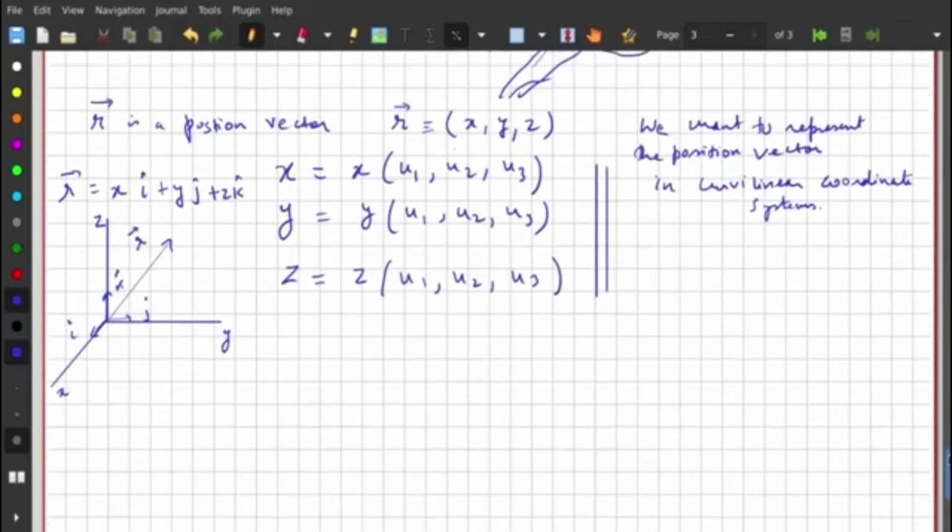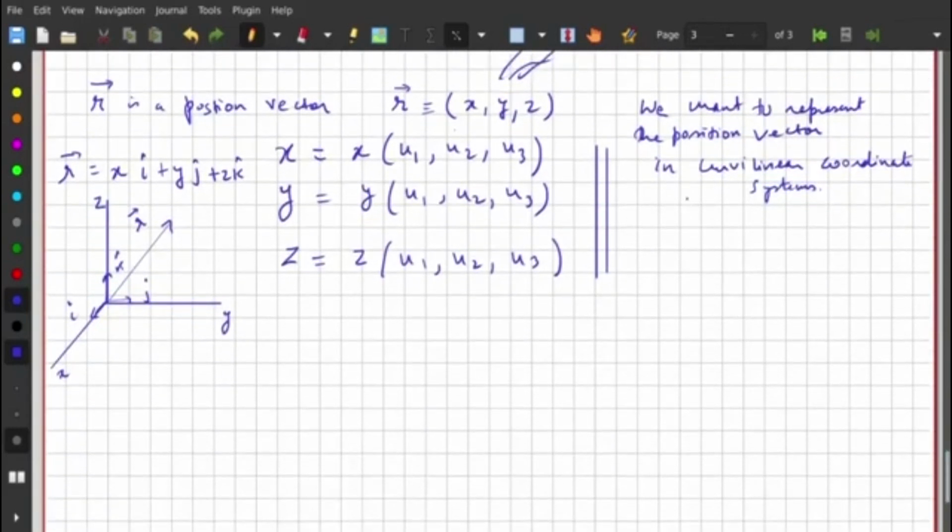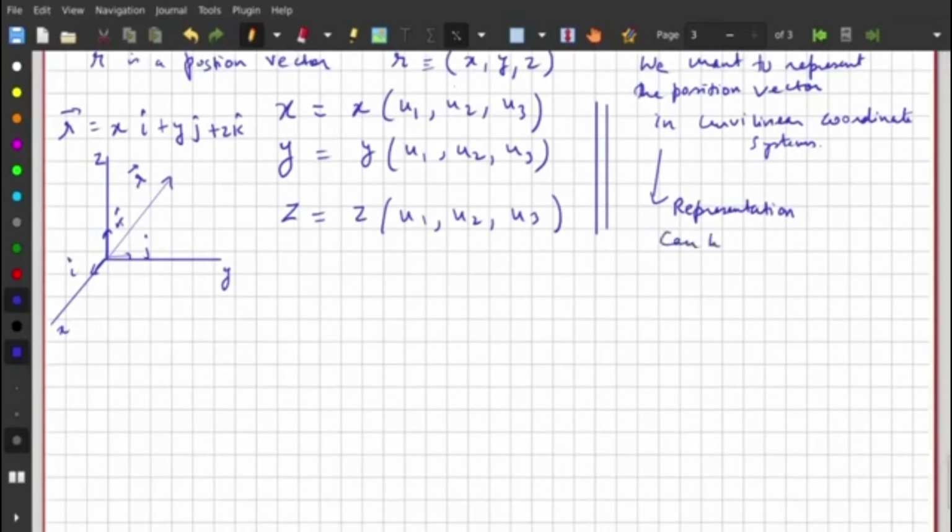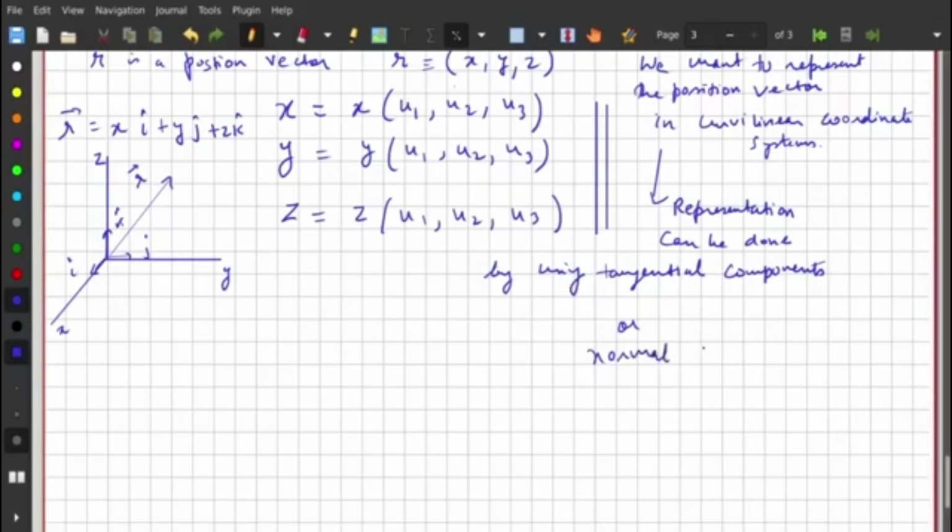Okay, and what we will do could be done in two ways, and those form two different systems. So this representation can be done by using the tangential components or by the normal components. And what we mean by tangential and normal, we will discuss. What do we mean by those things?